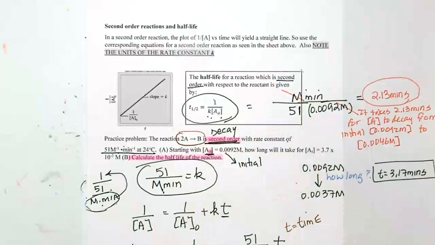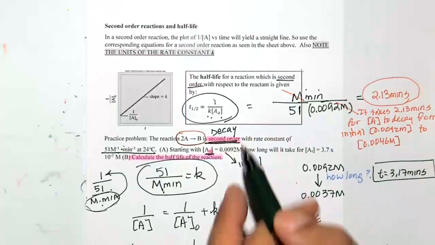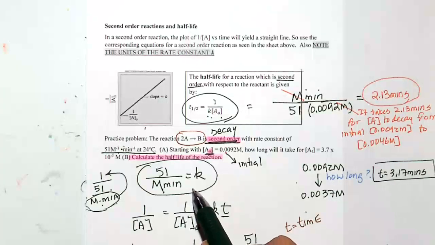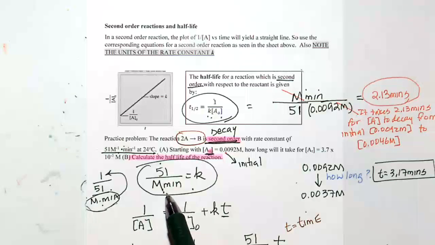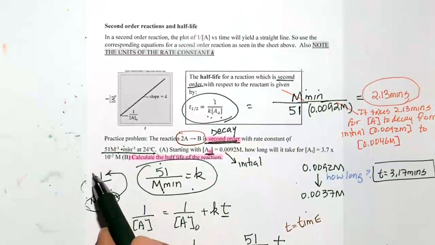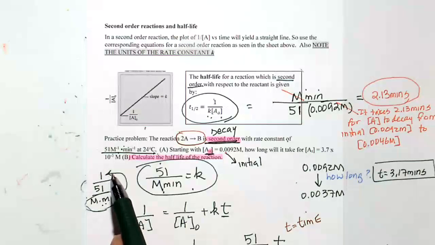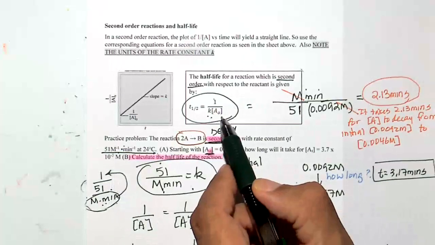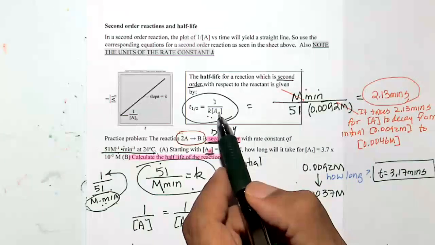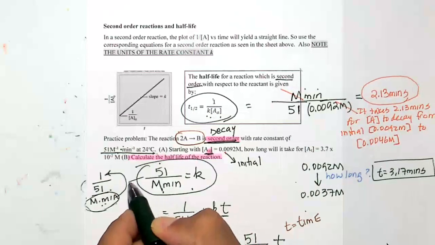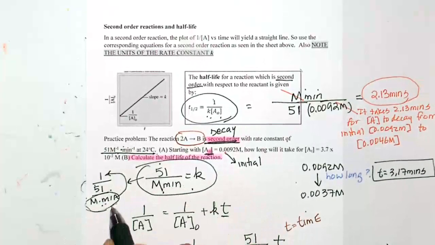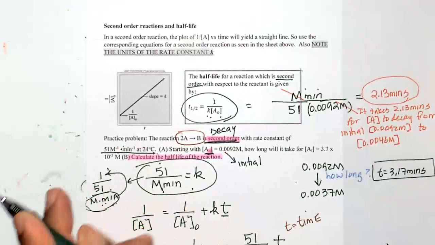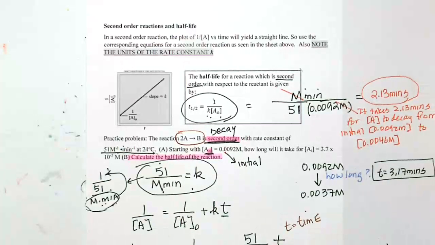Because the equation for half-life, which you just look up, don't memorize it, is 1 over k. Well, here is k, so it's 1 over 51 over molar minutes. The molar minutes goes to the numerator. Hey, you see this, Asia? 1 over k, 1 over this. This denominator of a denominator goes to the numerator. I don't know if you remember that from long, long time ago.